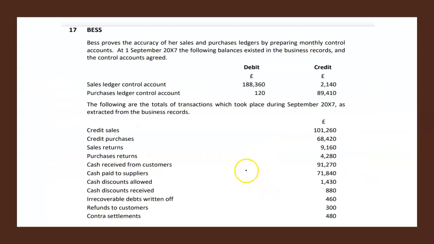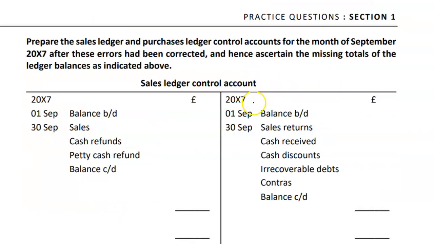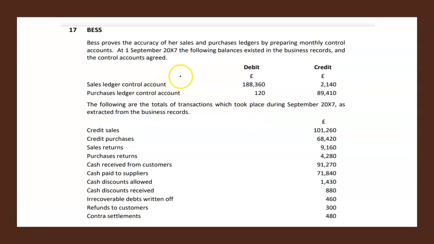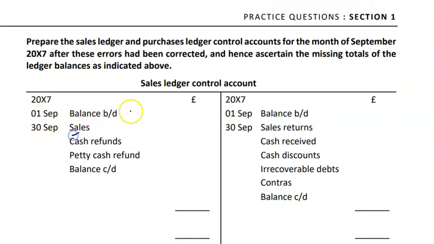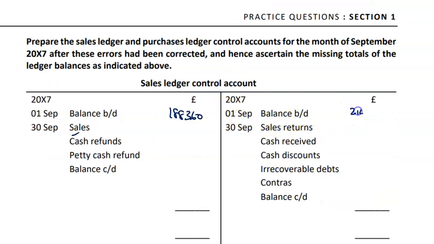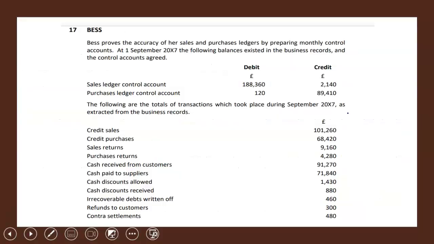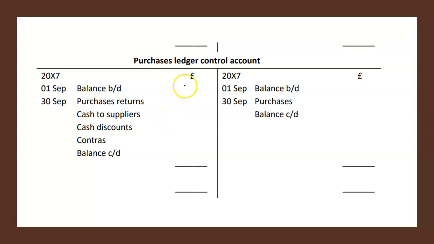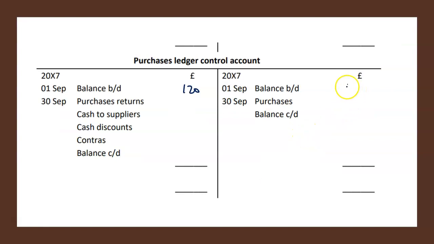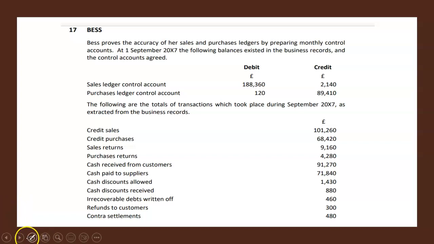Okay, let's jump in. So here's all the information, but let's put those figures in first. So that's the sales ledger control account, and the question does tell us what those are. So the 188,360 and 2140. And then for the purchase ledger control account, you have 120 and here you have 89,410. Right, okay.